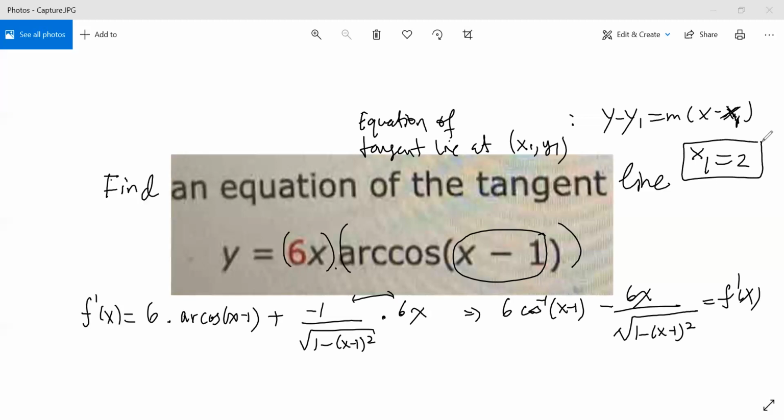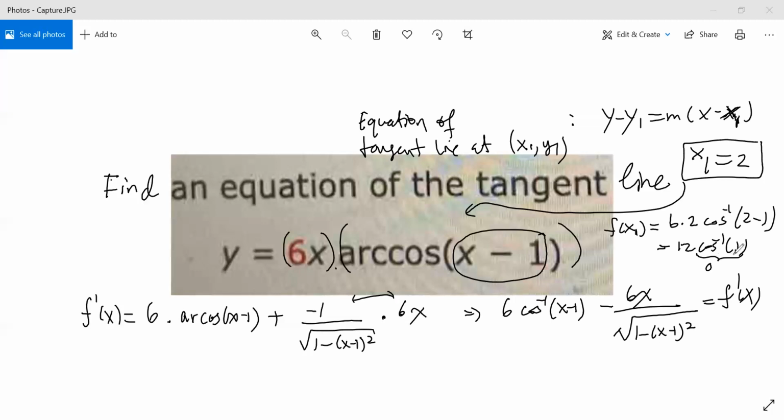So if x1 is 2, then what I will do is first find the y1, and to find the y1, you're going to plug this into the equation. So you're going to do f of x1. f of x1 is y1, right? It's going to be the y value. So plug 2 in this equation, which is 6 times 2 cosine inverse of 2 minus 1, which is 12 cosine inverse of 1. And cosine inverse of 1 is 0. Then you'll get 12 times 0, which is 0. So your y1 is now 0.